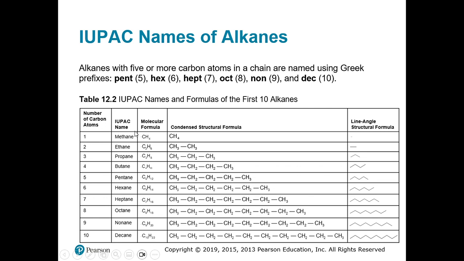If you have 1 carbon, it is methane. If you have 2 carbons, it is ethane. 3 carbons, propane. Everything ends with ANE, that represents alkane. So if you have 5 carbons, it is pent. 6 carbons, hex. 7 carbons, hept, and so on.